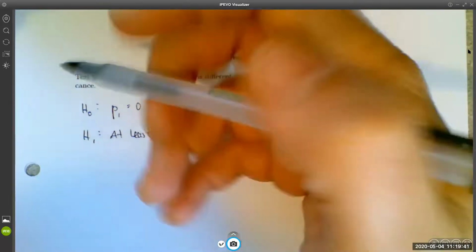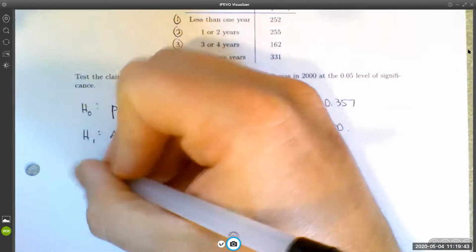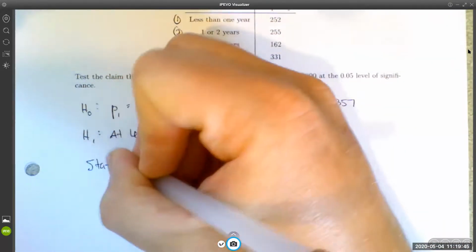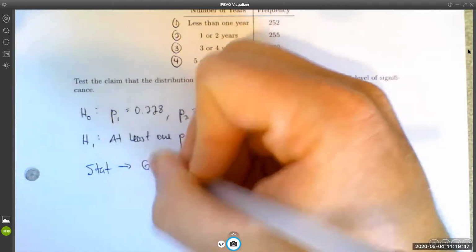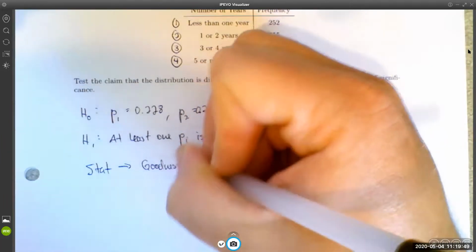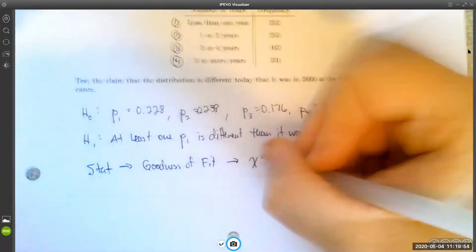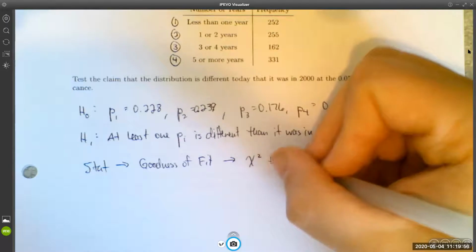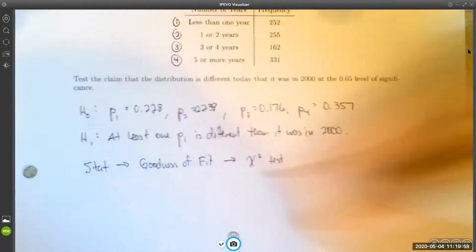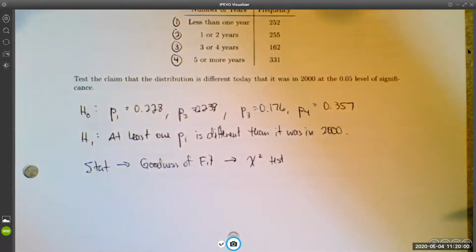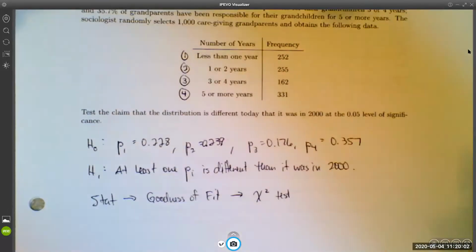But anyway, so to run the test now, we go to stat, goodness of fit, chi-square test. I'm going to write down a little abbreviation, chi-square test. All right, this is the Greek letter chi. So it's the chi-square test. Okay, let's do it.